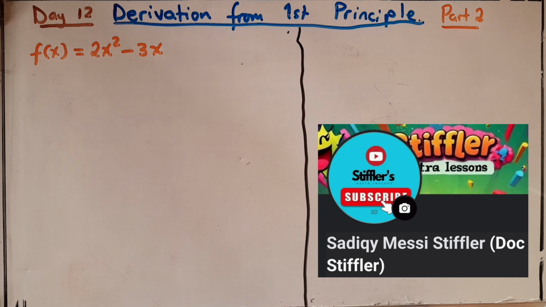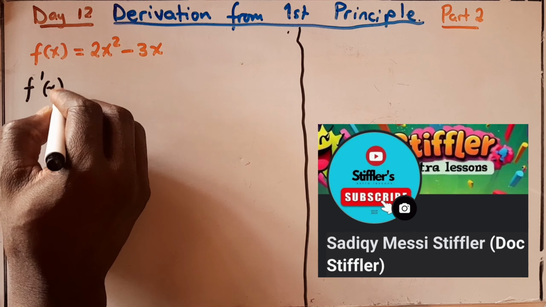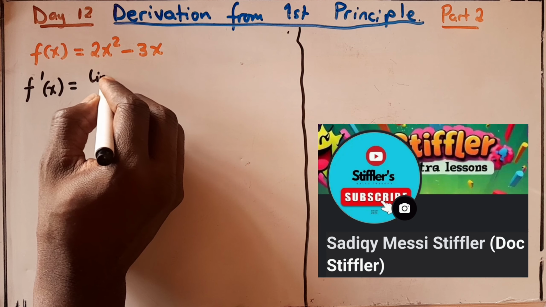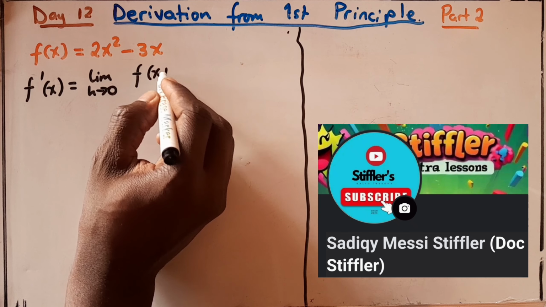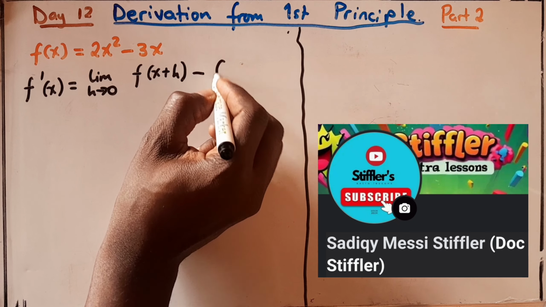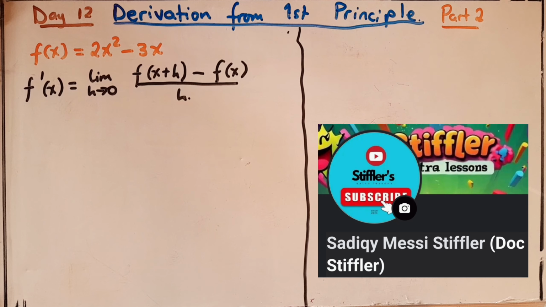So on this one again, we are trying to derive from the first principle, right? And we're having a bit of a complicated one, right? But let's just use the same ways that we used in the previous one. So I said if you want to derive from the first principle, first we are going to use the formula that says f prime x is equal to the limit when h tends to 0 of f at x plus h minus f at x all over h.